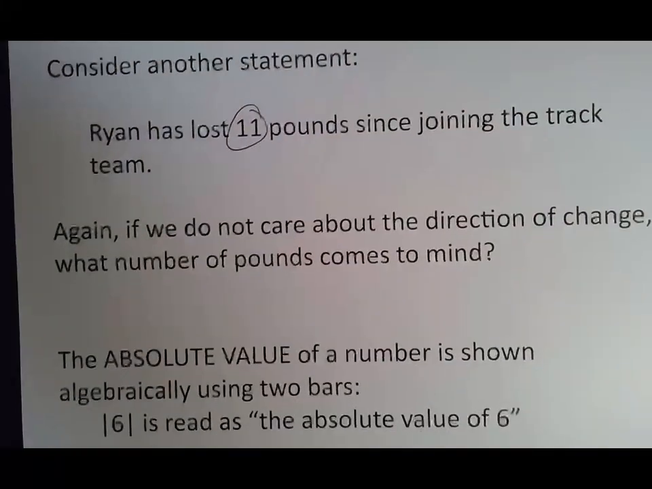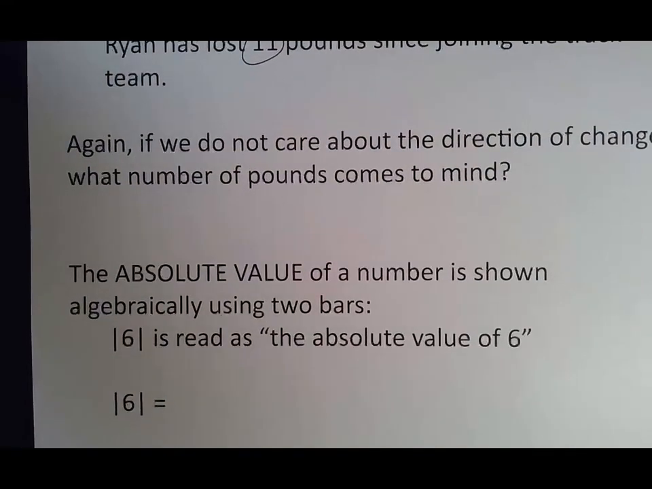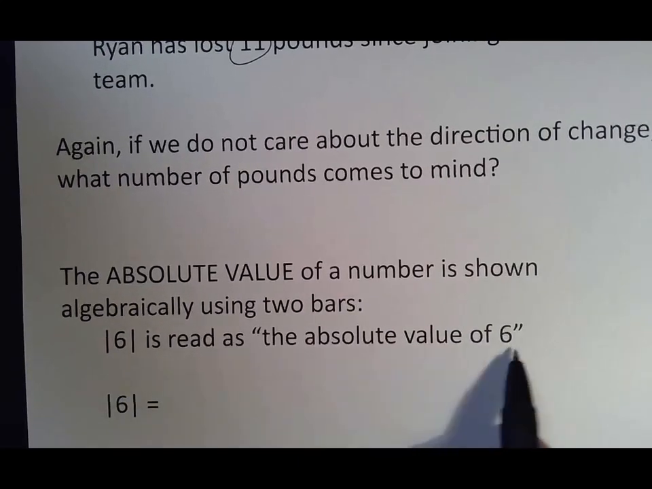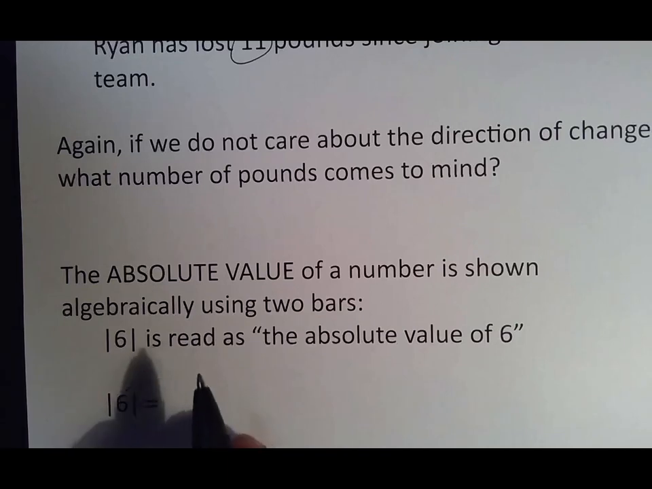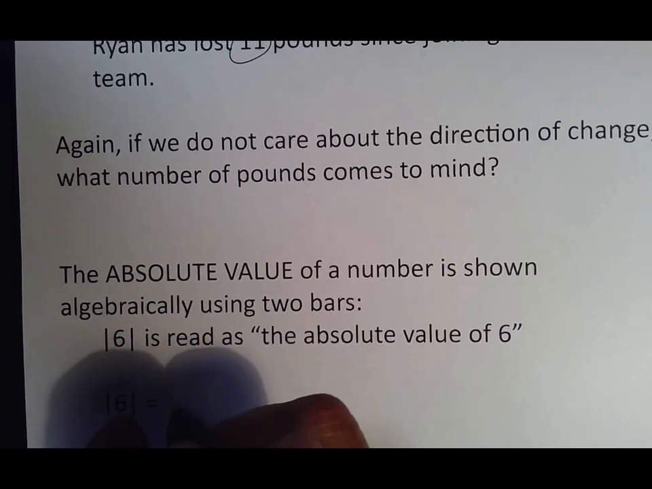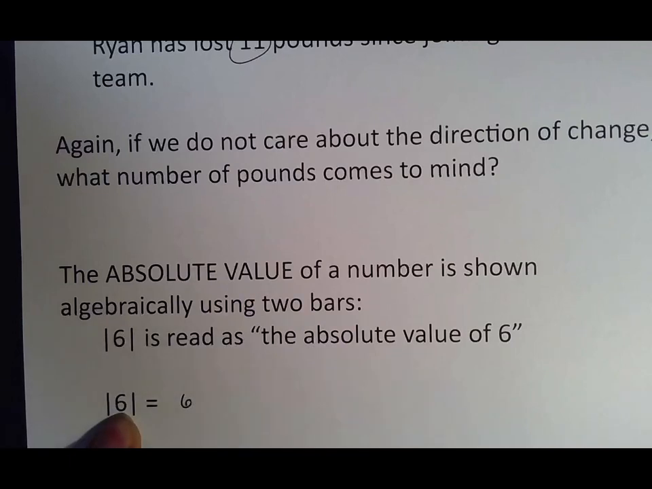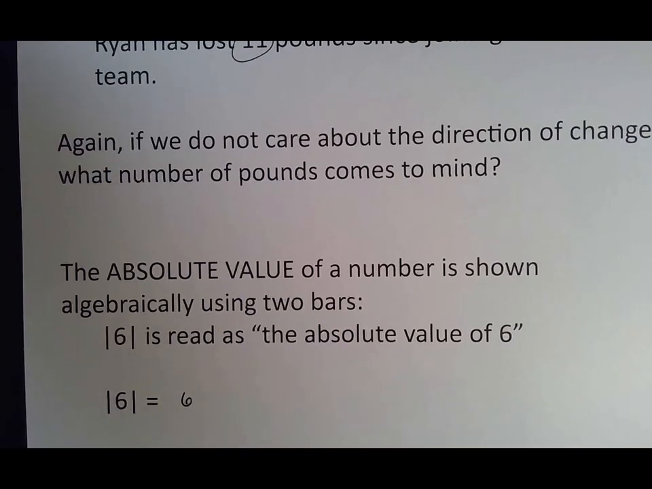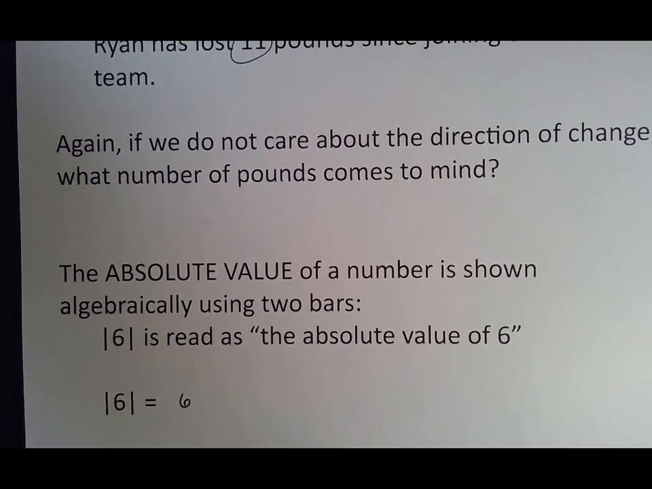All right. So the absolute value of a number is shown algebraically using 2 bars. This statement here is read as the absolute value of 6. And the absolute value of 6, I don't care if it's positive or negative, I just care that we changed by 6. All right. There it is.